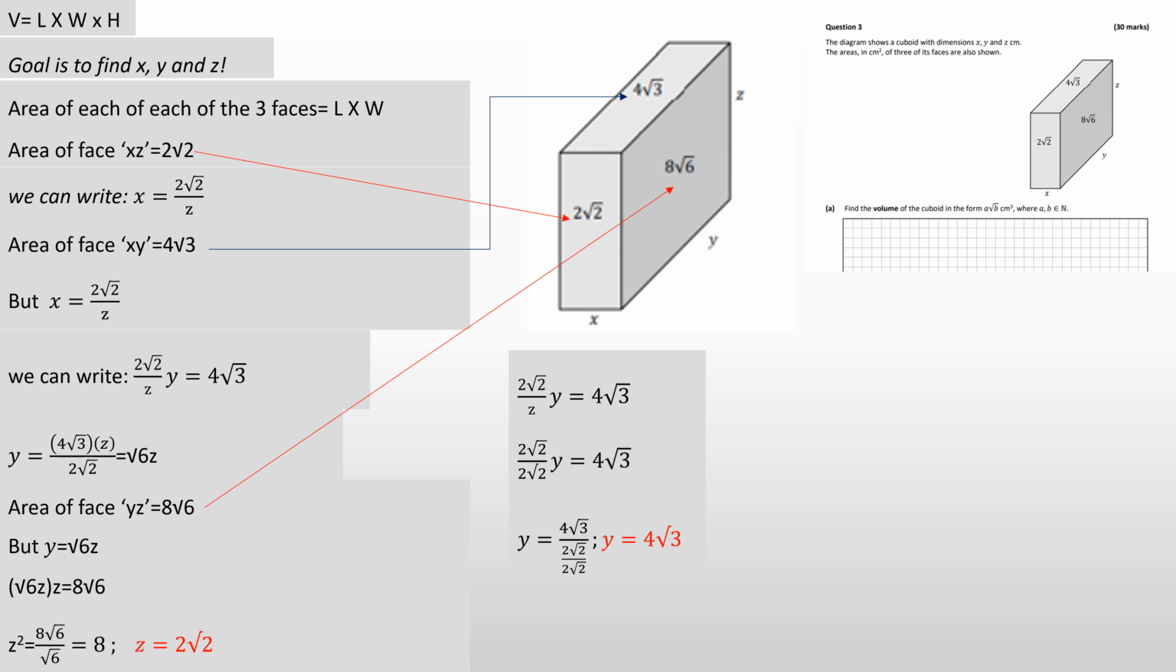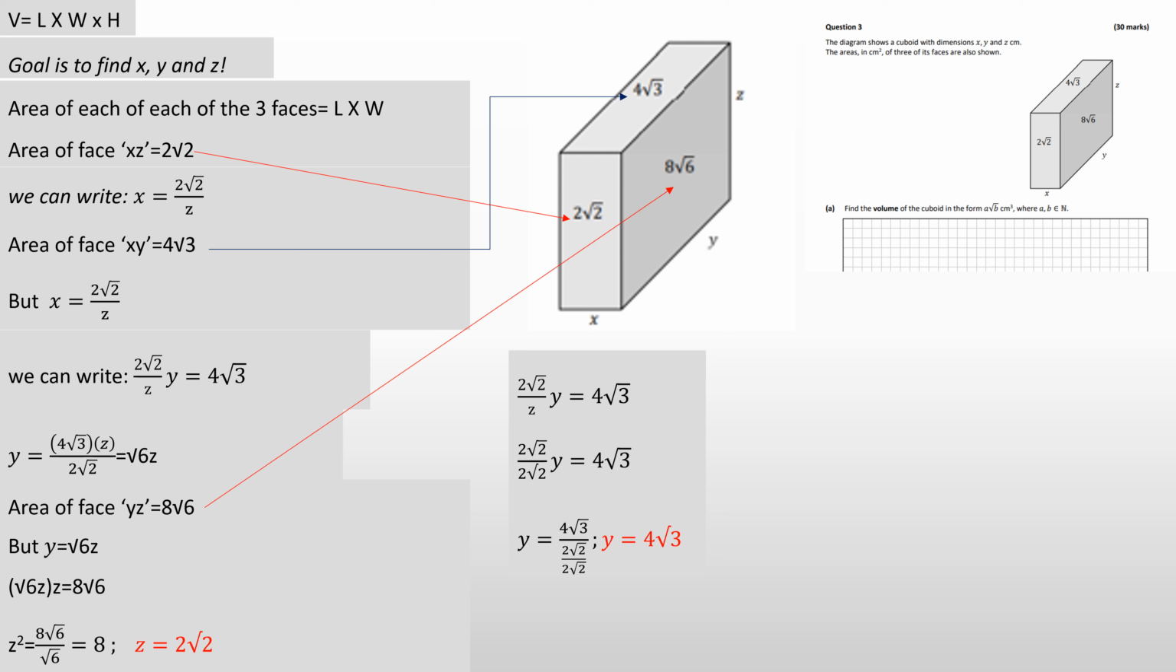So starting with the y, we know that y times 2 root 2 over z is equal to 4 root 3. So we can substitute the z that we just found, the 2 root 2. So you end up with 2 root 2 over 2 root 2 times y equals 4 root 3. So 2 root 2 over 2 root 2 is just 1. So y is just 4 root 3, as you see there.